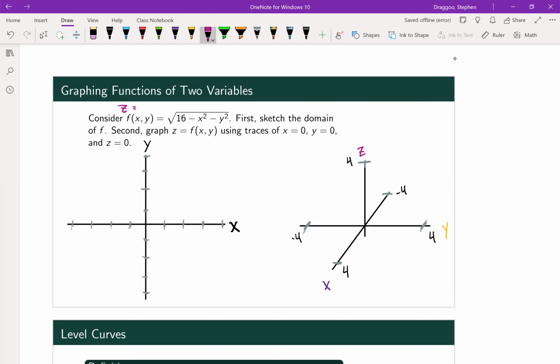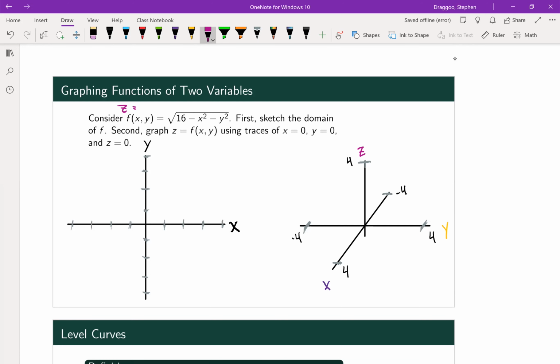And how are we going to graph this thing? First, we're going to sketch the domain of f, and then second, we'll actually graph z equals the function of x and y using traces where x is equal to 0, y is equal to 0, and z is equal to 0. So basically looking at what this graph looks like in each of the 3 coordinate planes.